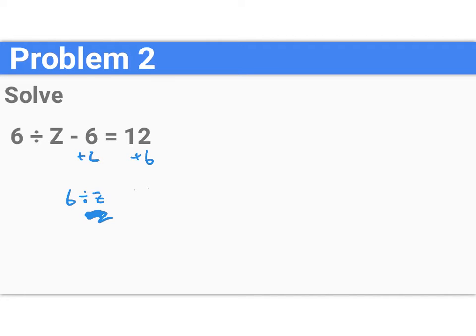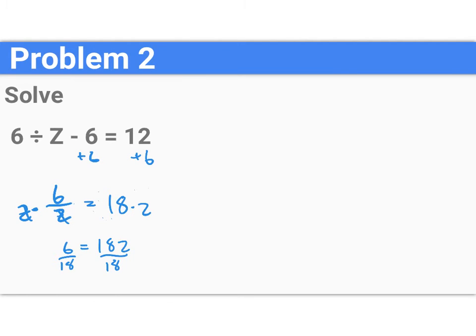So this is where it gets kind of tricky, and I want to make sure that this is clear. All right, so what we have is 6 over z equals 18. Now, since z is in the bottom, we have to multiply both sides by z. And now we have 6 equals 18z. Now we divide both sides by 18. And we get 1/3 equals z.